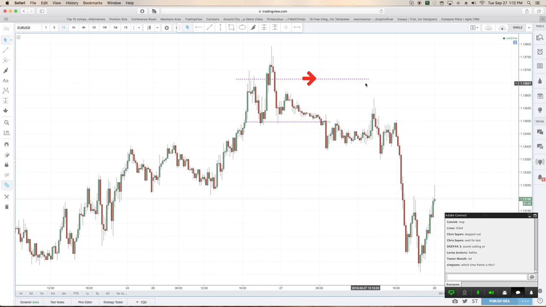Which time frame is this? Let me open this up here. This is on the 15-minute chart that I'm looking at. You guys can see it on the left now. Zero USD on the 15-minute time frame.